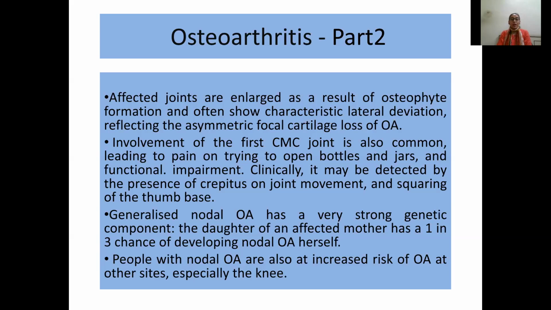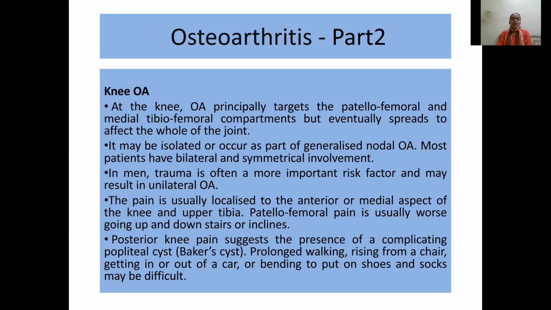Generalized nodal OA has a very strong genetic component. The daughter of an affected mother has a 1 in 3 chance of developing nodal OA herself. People with nodal OA are also at increased risk of OA at other sites, especially the knee. Now, the second type of osteoarthritis, which is more prevalent, is in the knee joint.